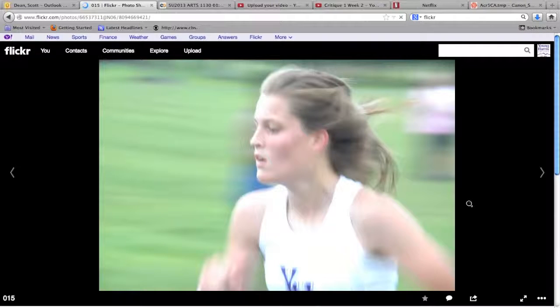Here's another great example the student did of the panning technique. As the runner was running across the frame of the camera, he followed the runner and at some point hit the shutter as he continued to follow. So they're pretty much in focus, and then the background is out of focus, and that creates that blur.